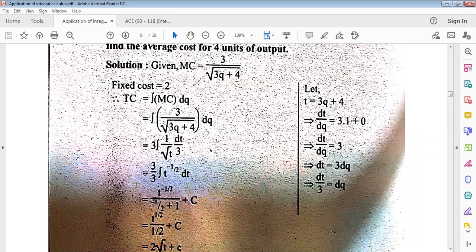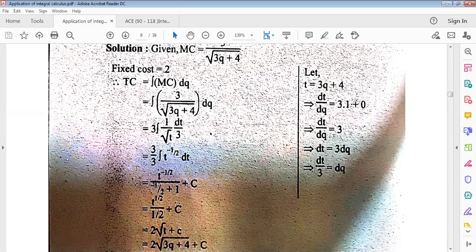And t equals 3q plus 4. This is the substitution process. Remember it, you studied integration by substitution in the first semester. Now we have 1 by root t, then dt by 3. We can write the square root as a power, so t to the power minus half. The 3 is in the denominator, so if we take it as numerator it becomes t to the power minus half.